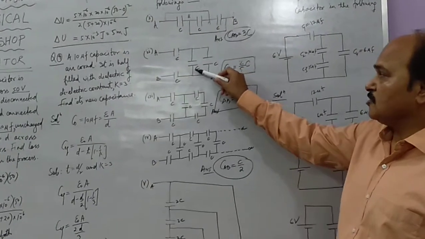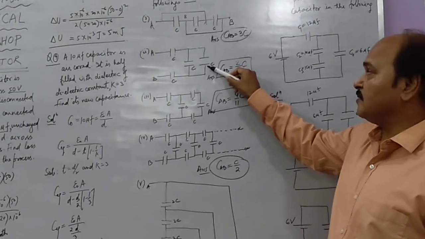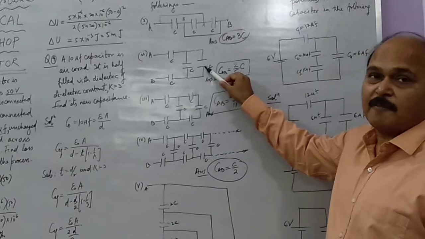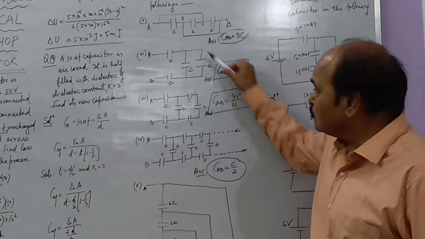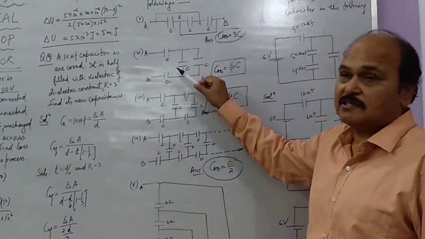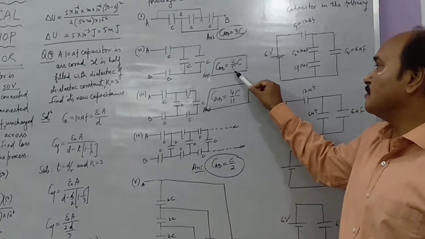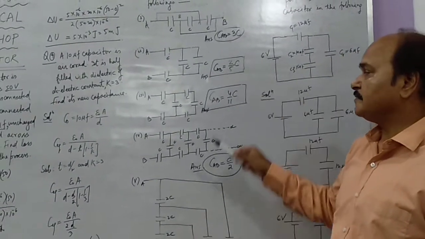Likewise here, these 2 are in parallel. Their equivalent is 2C, and then that 2C and C are in series. The equivalent is 2 by 3C.